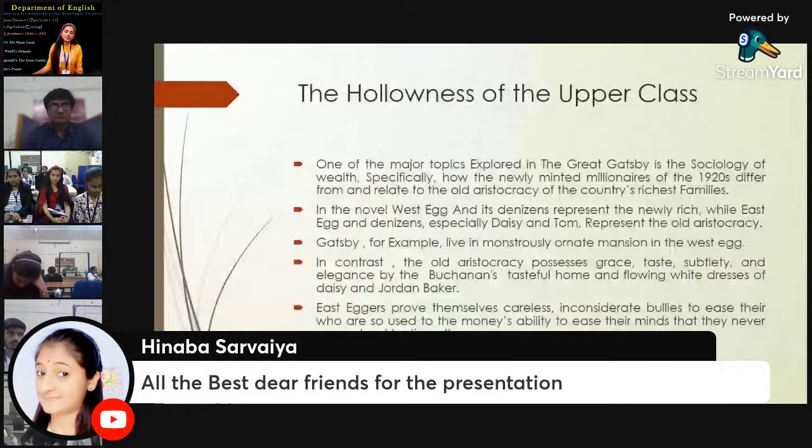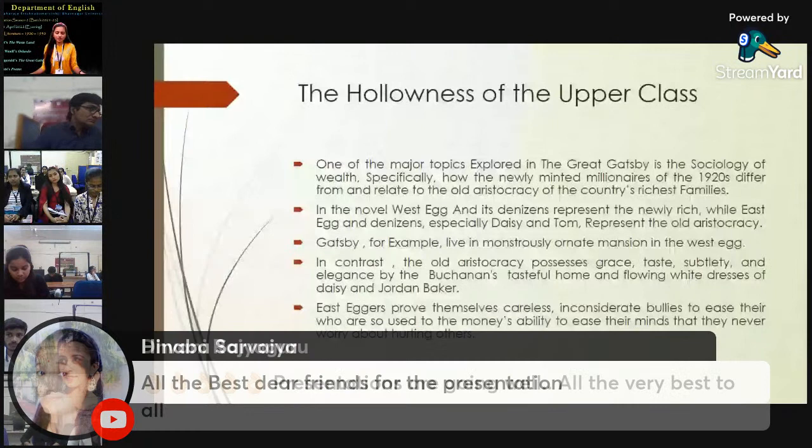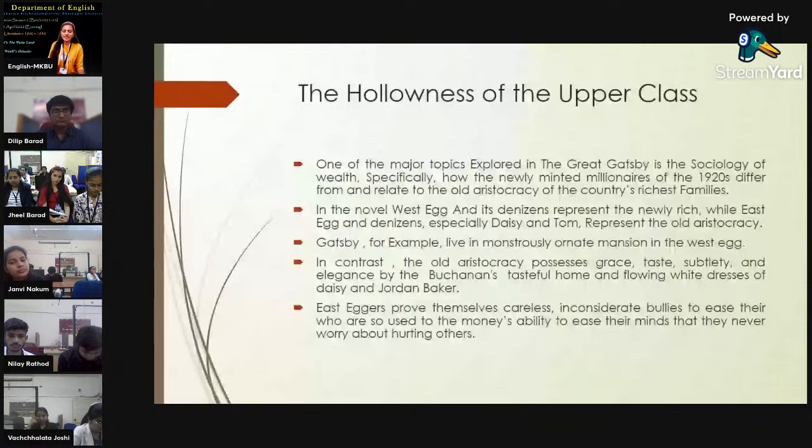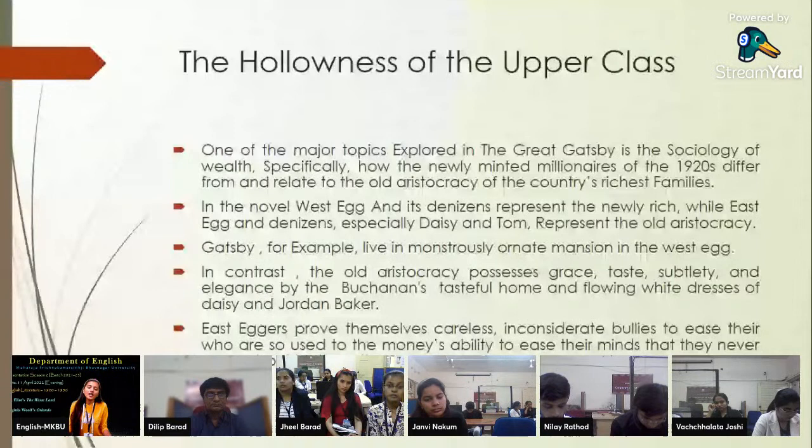In the contrast between the two Eggs, the first egg is the richest man, with great stability, and his behavior is hurting other men and other people. The upper class people have no exception, because of his East Egg people, he became the richest.